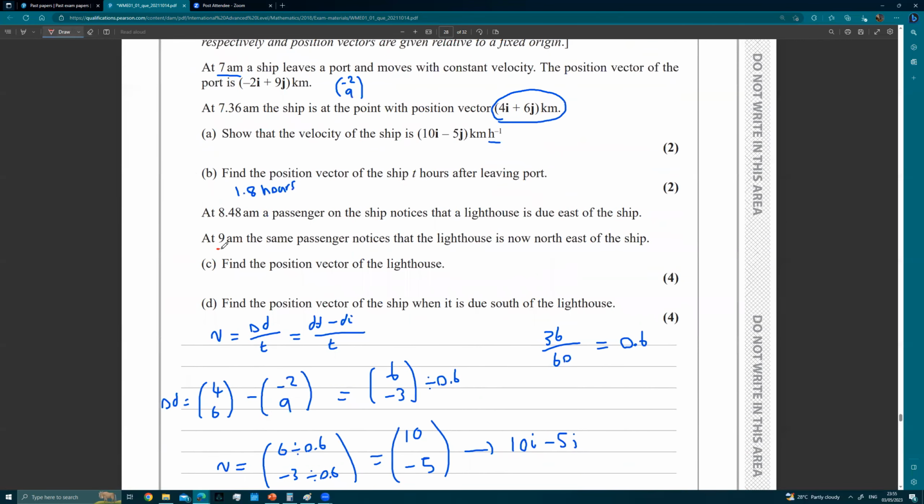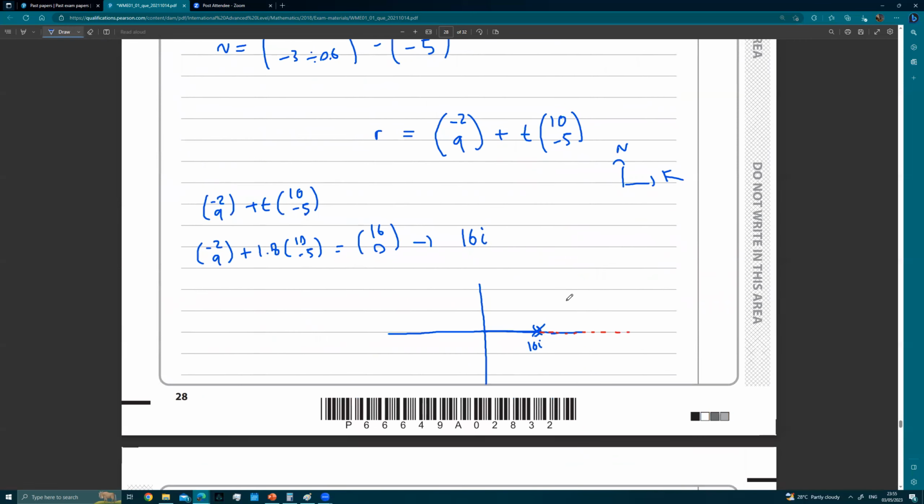It's saying at 9 a.m., so basically 2 hours later, the passenger notices that the lighthouse is now northeast. Northeast meaning, let's say the ship is here, northeast would be anywhere in this direction because this is east, this is north. So northeast will be at an angle of 45 degrees, anywhere along this direction, like northeast of the ship. The lighthouse is now in this position.